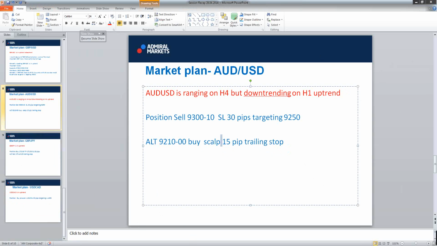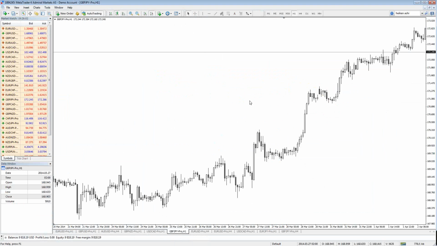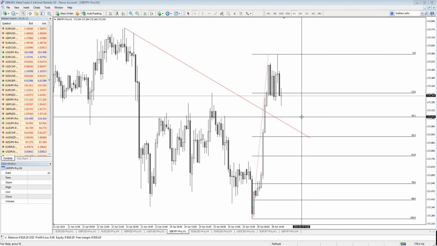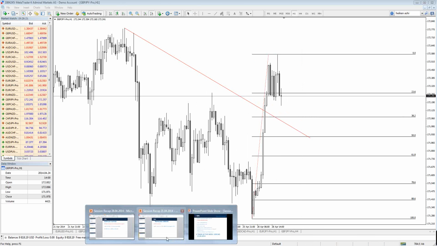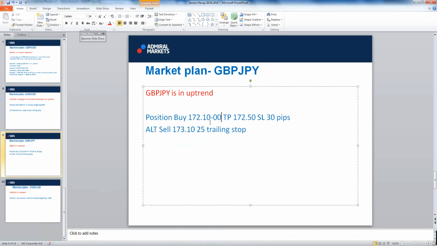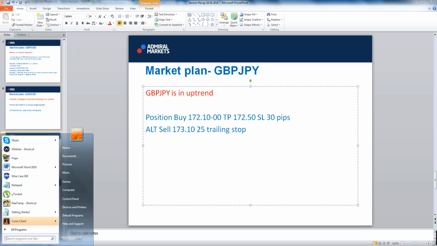GBPN. GBPN for me is also an interesting pair. GBPN, I would like to see it at the 00 level. The 00 level for me can be a potential buy trade. 172.00. This is also good, 07. But actually, I would like to see it a little bit lower. So maybe 79.10 to 00 here. But I'm more inclined to see it a little bit lower. Stop loss should be 30 pips.